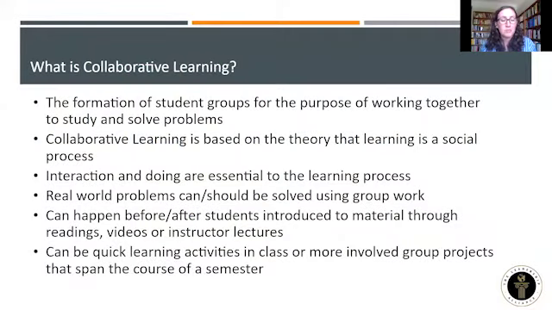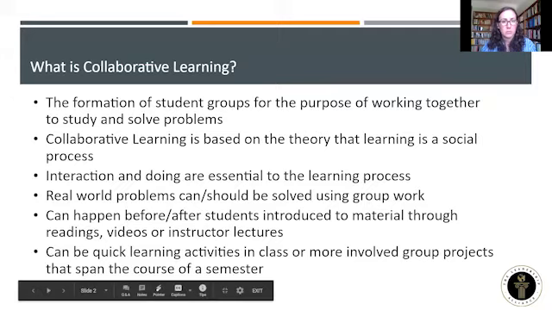Hi, everyone. I'm so excited to be here with all of you to talk a little bit more about collaborative learning. So before we start, you might be wondering what we mean by collaborative learning. This is really the formation of student groups for the purpose of working together to study and to solve problems.